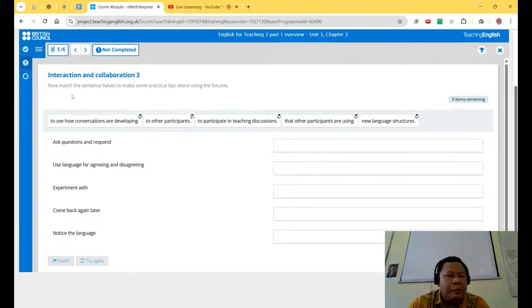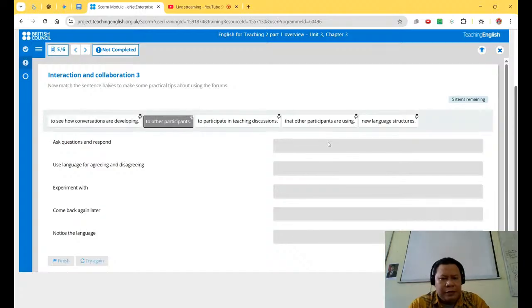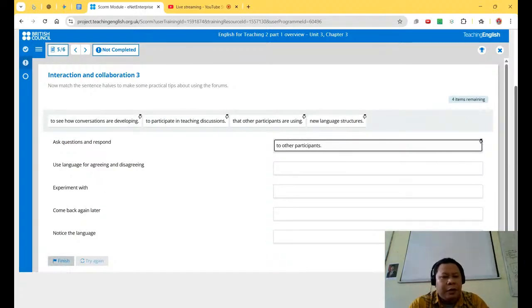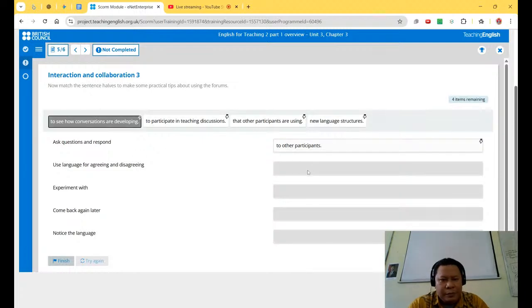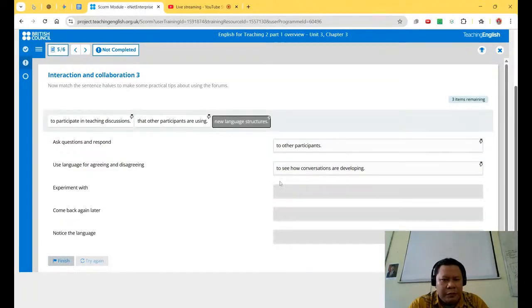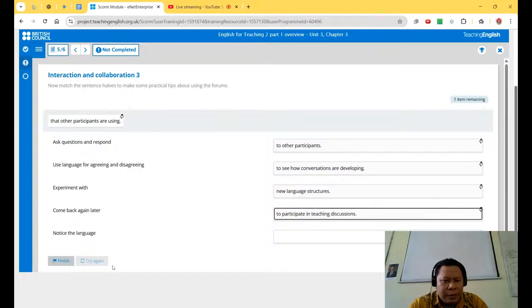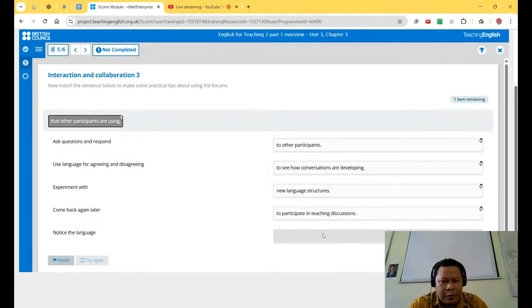Interaction, collaboration 3. Now match the sentence halves to make some practical tips about using the forums. Ask questions and respond. To see how conversations are developing, or to other participants. I think to other participants is good. Use language for agreeing and disagreeing. To see how conversations are developing. Experiment with new language structures. Come back again later to participate in the discussion. Notice the language other participants are using.